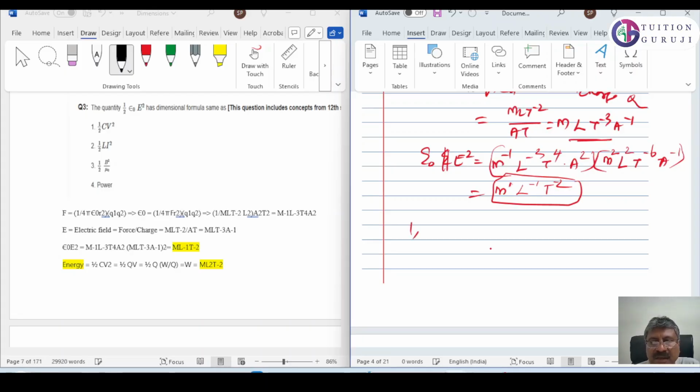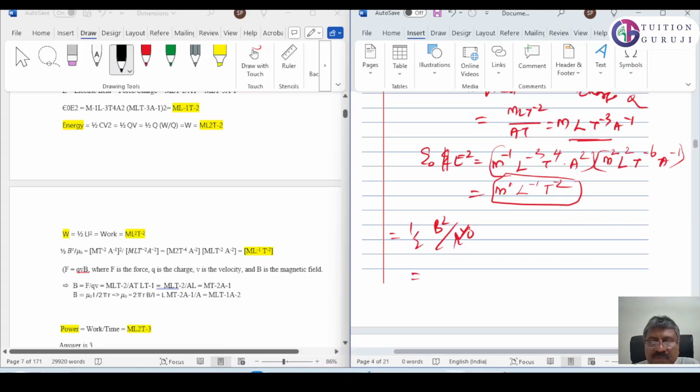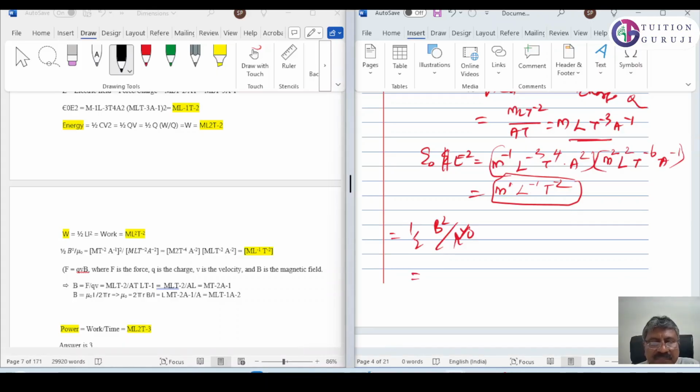There we have half B square by epsilon 0, and the third one, C, half B square mu 0. We know B is the magnetic field and mu 0 is the permeability of free space. So we know F is equal to QV into B, which implies B is equal to F by QV, which is M L T raised to minus 2 divided by A T into velocity L T raised to minus 1.